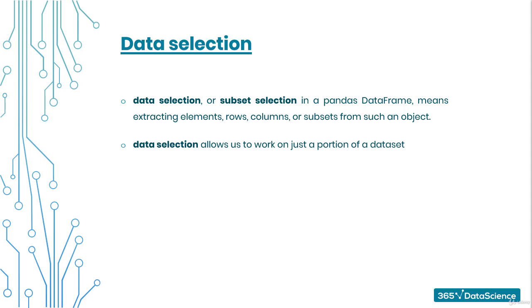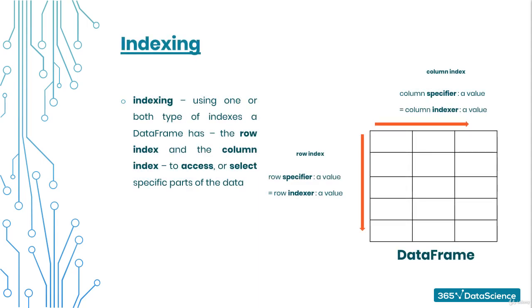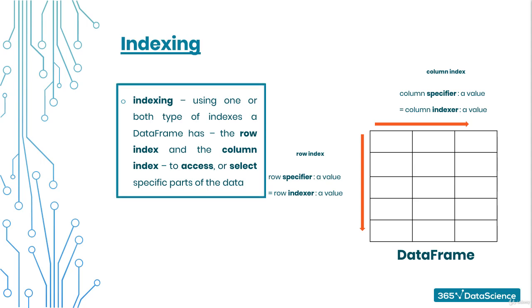Since this is exactly what you will do most of the time in the stage of analysis, the ability to extract specific parts of the data is crucial. Now, let's focus on how you can achieve this by using pandas. One way to select a subset of a data frame is through indexing. Indexing means using one or both types of indexes a data frame has, the row index and the column index, to access or select specific parts of the data.